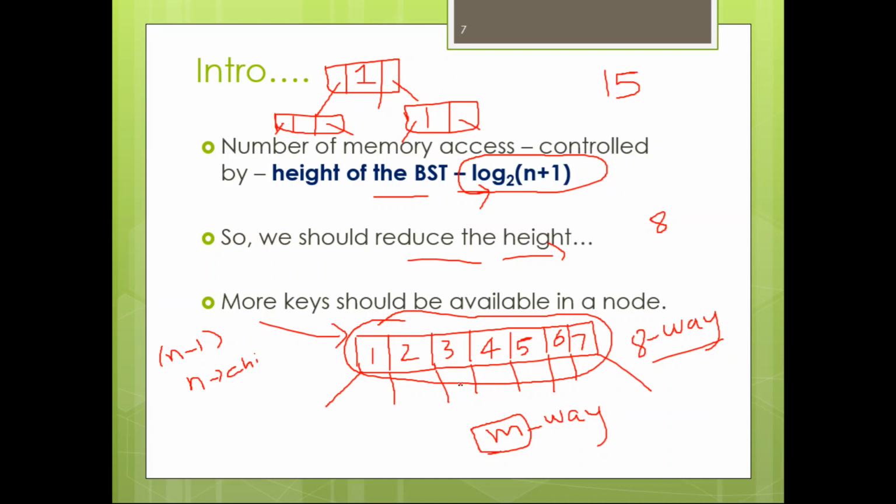But for understanding purposes, we cannot take a node with such high values, so we will be understanding the concept of B trees with a smaller value for m, right? So this is the introduction. I think I have convinced you.